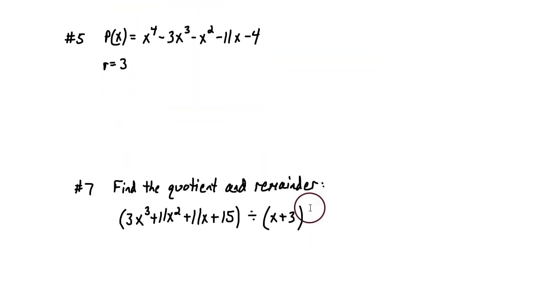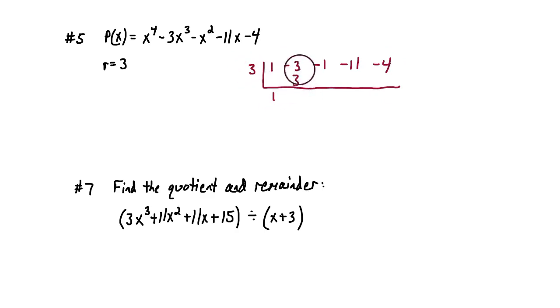Next one, let's do it the same way. So we have 1, -3, -1, -11, -4. Divide in the value of r, which is a 3. Bring the 1 down and multiply. Now add these. Now multiply. Add these. Now multiply. Add these. Now multiply. And add these.